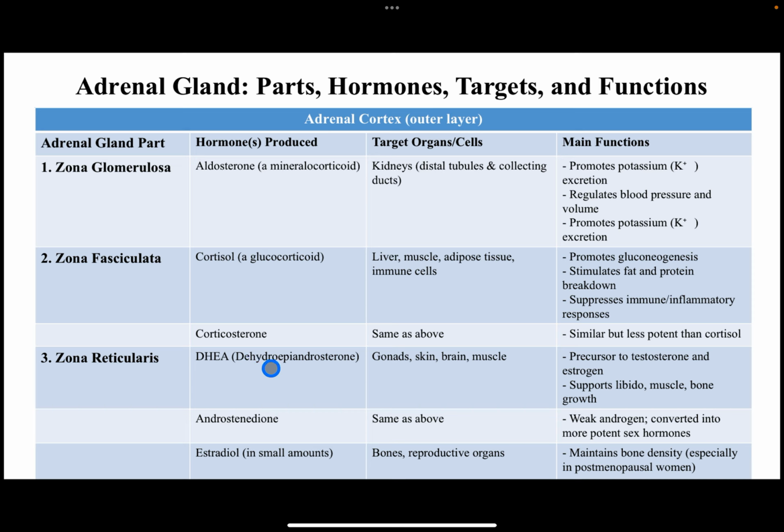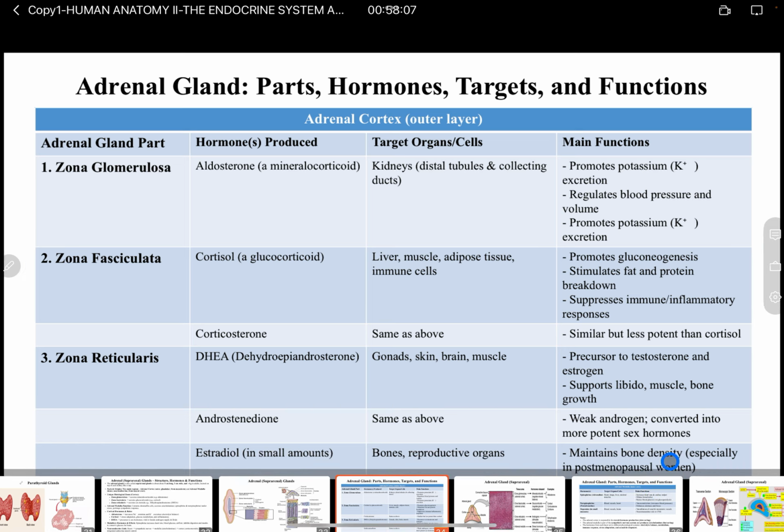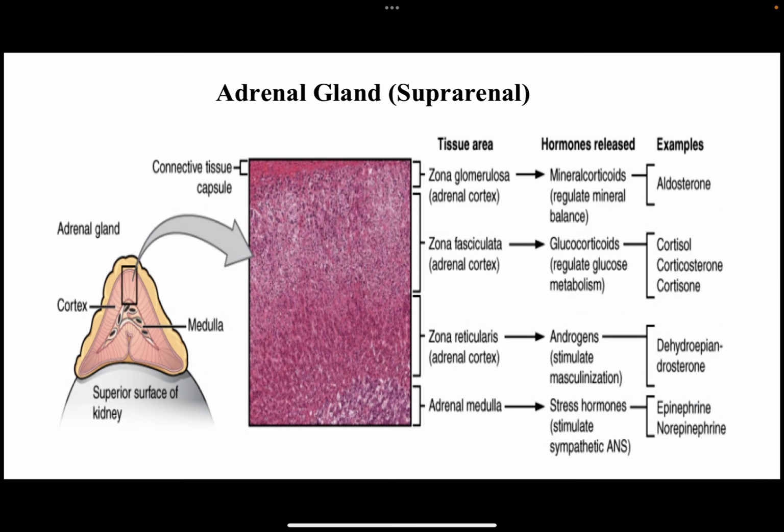Okay, so in females, this hormone plays a massive role by letting them get the amount of androgens that they need. Okay, so it's a precursor to testosterone and estrogen. Okay, and it also supports libido, muscles, bone growth. Okay, and then we have the androstenedione. It's a weak androgen converted into more potent sex hormones. And then we have the estradiol. This hormone is produced in small amounts. They target bones, reproductive organs, and they also play a role in maintaining bone density, especially in postmenopausal women.